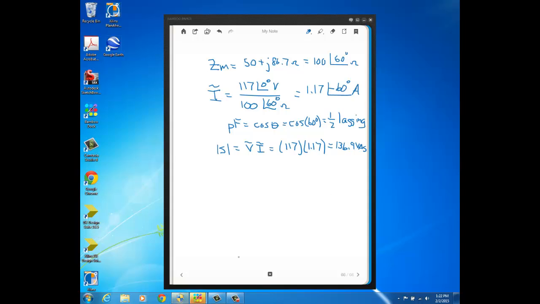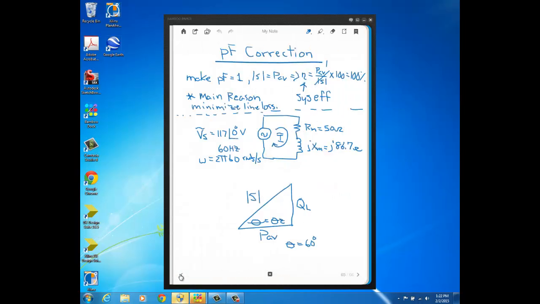Alright, so our hypotenuse of the power triangle right here is 136.9 VAs. So at this point, since we have this angle and we have one of the sides of the right triangle, now to solve for P average and QL, one way we can do it is just with basic trig. We know the adjacent side is the hypotenuse times cosine the angle, and the opposite side here is just apparent power times sine the angle. So let's go ahead and do that.